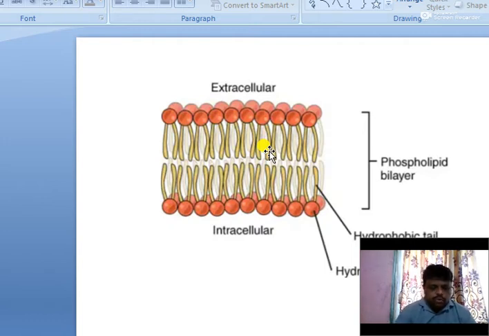Let us see a few more things regarding the phospholipids. Phospholipids contribute to the formation of the cell membrane. As far as the cell membrane is concerned, this is also one type of cell membrane.